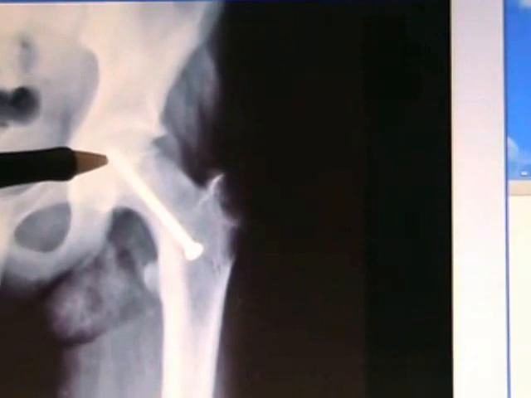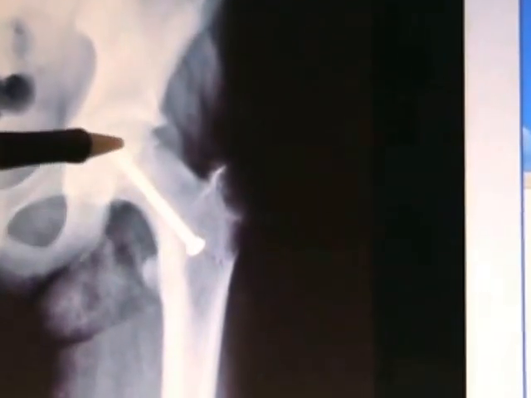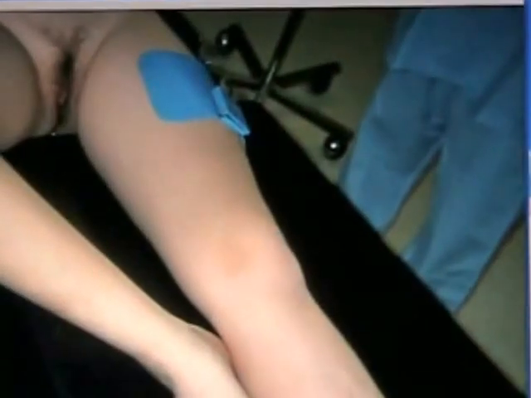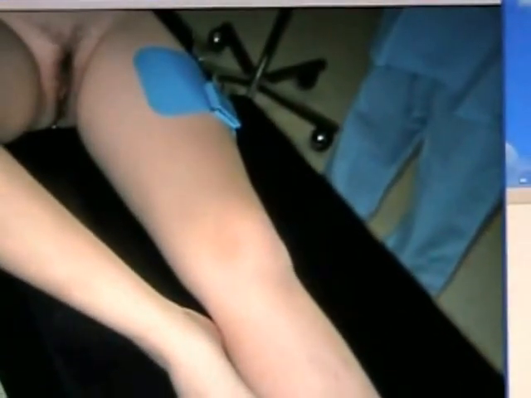Slipped capital femoral epiphysis, hip pain in children, or knee pain in children, hold with a pin in situ. Here it is, typical posture. The leg externally rotates with flexion. Don't miss a high-grade osteosarcoma confused with a fracture or infection.